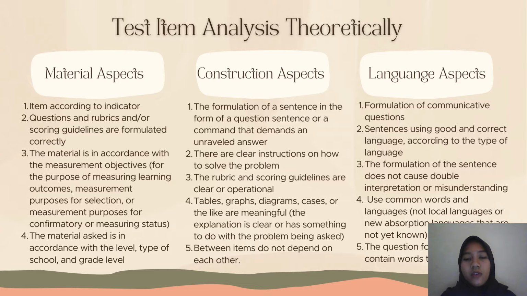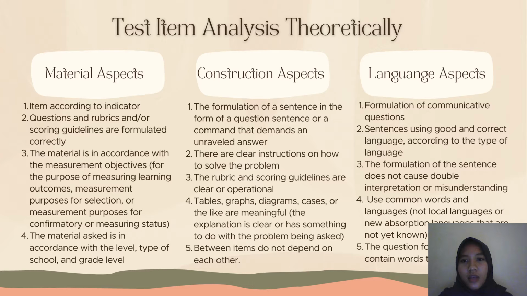Number 1, the formulation of a sentence in the form of a question sentence or a command that demands an unrivaled answer. Number 2, there are clear instructions on how to solve the problem. Number 3, the rubric and scoring guideline are clear or operational. Number 4, tables, graphs, diagrams, cases, or the like are meaningful. The explanation is clear or has something to do with the problem being asked. Number 5, items do not depend on each other.